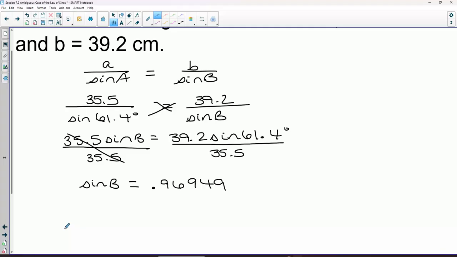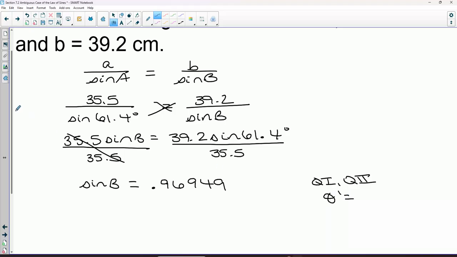Did you guys get sine of B to be 0.96949? Is that possible? Yes. Okay. Here's where the extra trick comes in today. So we saw a case where there's no triangles. In which quadrants is sine positive? 1 and 2. Okay. It's possible that there might be 2 triangles that work, 1 in each of those quadrants. So we are going to have to consider both possibilities here. So I know it could be quadrant 1 or 2.